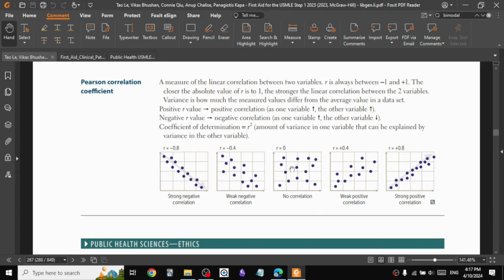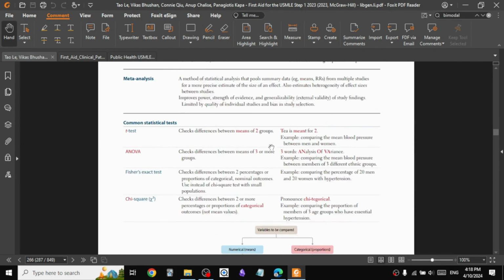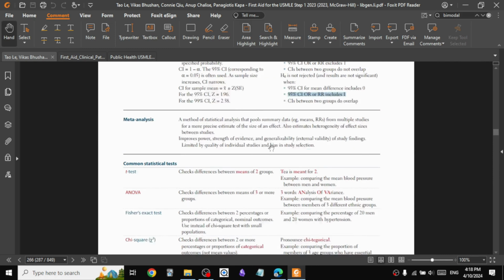So if I want to find the coefficient of determination, I'll square the value: the amount of variance in one variable that can be explained by the variance of the other variable. Once I square the values, I'm going to see how changing one variable can change the other variable, trying to find the proportionality between the two. Okay, and that's it. I hope I've covered most of the content.